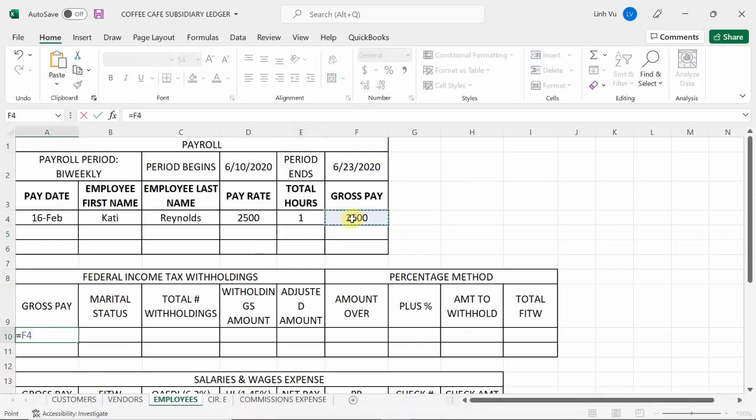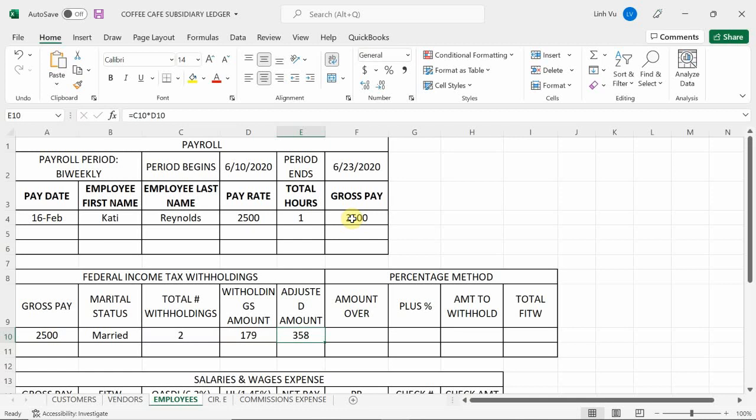Now, as we remember, her filing status is that she's married, and that her total withholdings is 2. Now, we just found out what the total amount of withholdings was. It was $179 per withholding. So in this case, the adjusted amount is going to be 179 times 2, which is her withholdings.